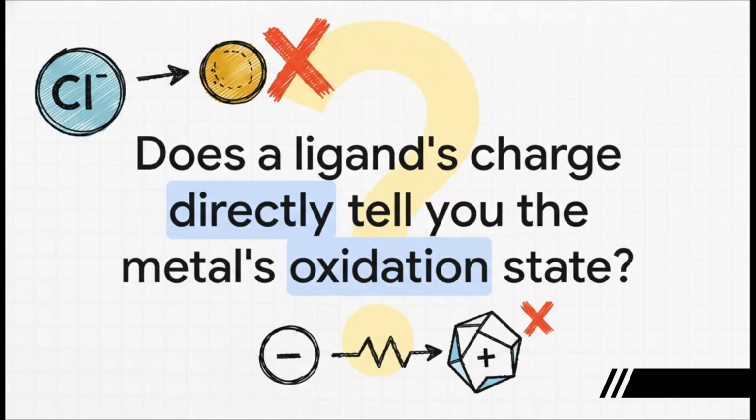All right, time for a pause and think moment. This is a classic CUET trap, so listen closely. You see a ligand with a charge like Cl negative. Does that mean the metal's oxidation state is automatically decided by that charge? The answer is a huge, absolute no. Don't ever confuse the charge on a ligand with the final oxidation state of the metal. They're connected, for sure, but they are not the same thing.